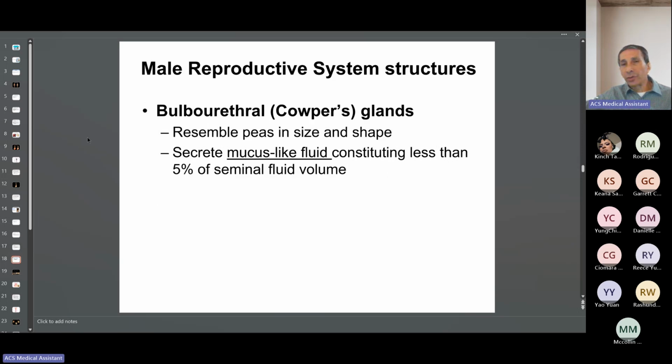The bulbourethral gland, remember, is also known as the Cowper's gland. Sometimes if you have a question, this will be the question, remember. They're going to ask you, okay, what is another name for the bulbourethral gland? Cowper's gland. Or the bulbourethral gland is known as the Cowper's gland.